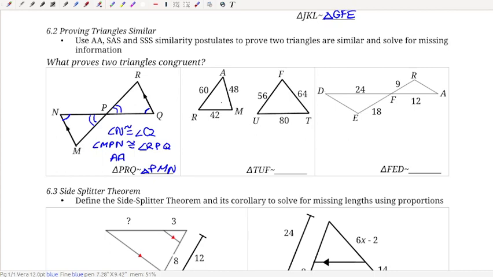And again, when you do that, you have to say longest side, so 60 to longest side over 80. Does that equal middle side 48 over middle side 64? And is that equal to then 42 over 56? Do I get that same proportionality constant in all cases?